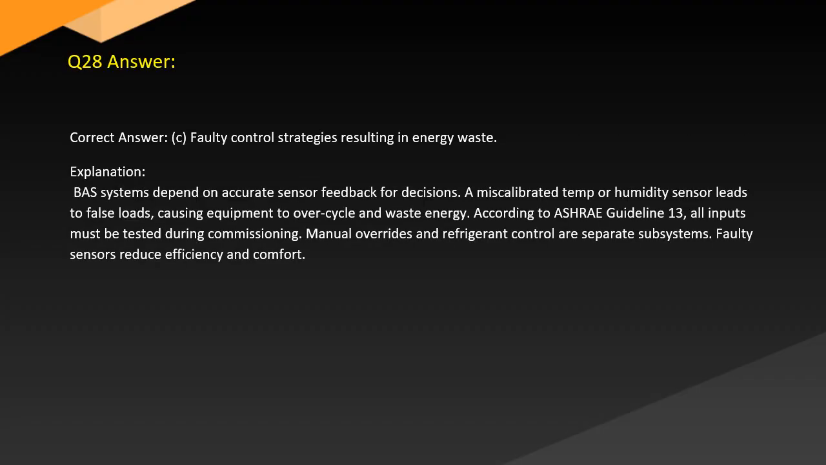Answer. Correct answer: C. Faulty control strategies resulting in energy waste. Explanation. BAS systems depend on accurate sensor feedback for decisions. A miscalibrated temp or humidity sensor leads to false loads, causing equipment to overcycle and waste energy. According to ASHRAE Guideline 13, all inputs must be tested during commissioning. Manual overrides and refrigerant control are separate subsystems. Faulty sensors reduce efficiency.